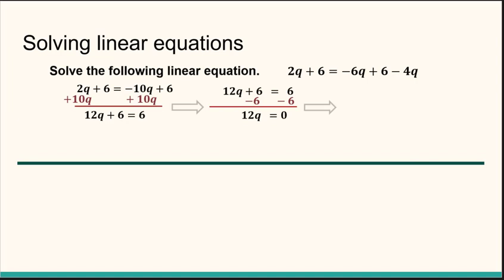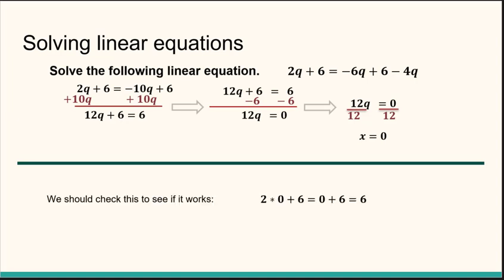There's one of those 0 guys again. 12q equals 0. I'm going to divide both sides by 12. And that's going to give me, whoops, I said x. I meant q. q equals 0. So we'll check to see if this works, plugging in a 0. 2 times 0 plus 6 equals 0 plus 6 equals 6. So that means left-hand side equals 6. So when I plug in a 0, the right-hand side also better equal 6. And it does when you plug in that 0 and do that computation.